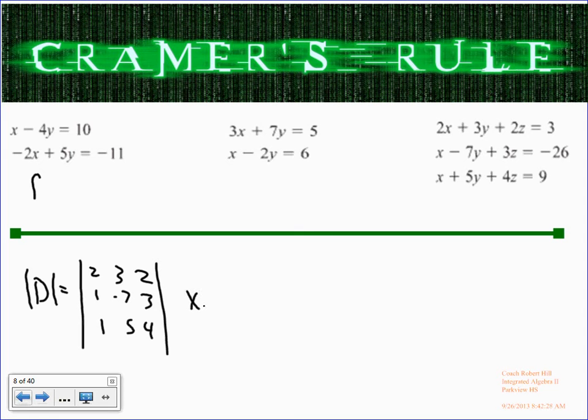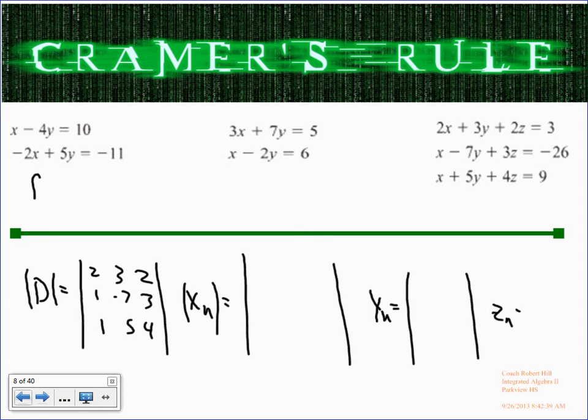So now, hold on a second. Now it's just a matter of making my numerator matrices: my x numerator matrix, my y numerator matrix, my z numerator matrix. Yes, question. Will the 0, when the variable is missing, only be in the 3 by 3 or will it be in the 2 by 2? Could be in any of them. Anytime there's one missing. Like here, if it was negative 2y equals 6, then your coefficient matrix would be 3, 7, 0, negative 2. Cross multiply, negative 6 minus 7, that would give you negative 13.